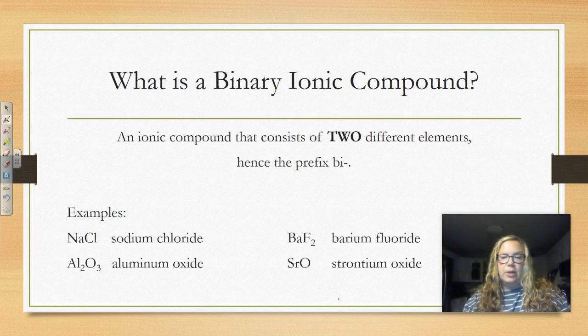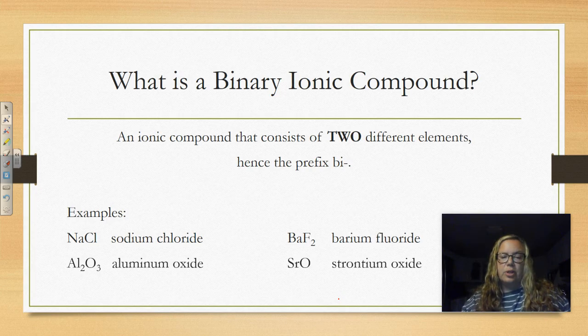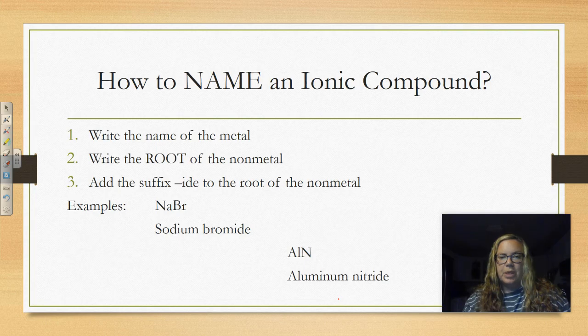Aluminum oxide, you have aluminum, you have oxygen. There's two types of elements, therefore aluminum oxide. Same thing with strontium oxide, you have Sr and O. What I want you to see is the commonalities between those names. You probably said the IDE on the end, and also they were named with the metal at the beginning. If you said that, that's really good. And so that's what we're going to go with from here on out.